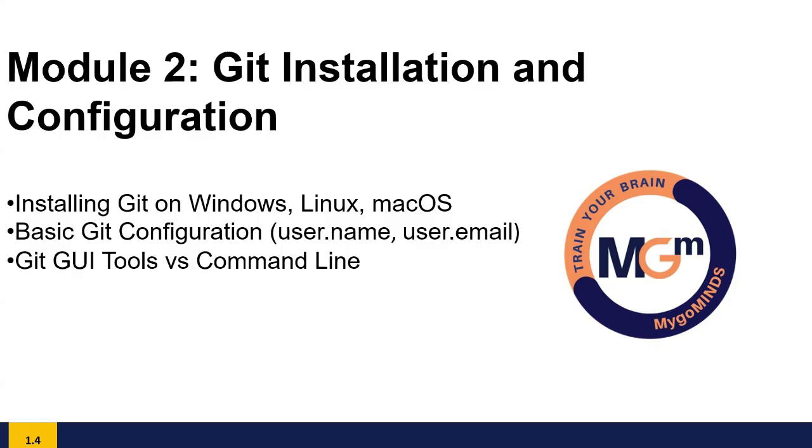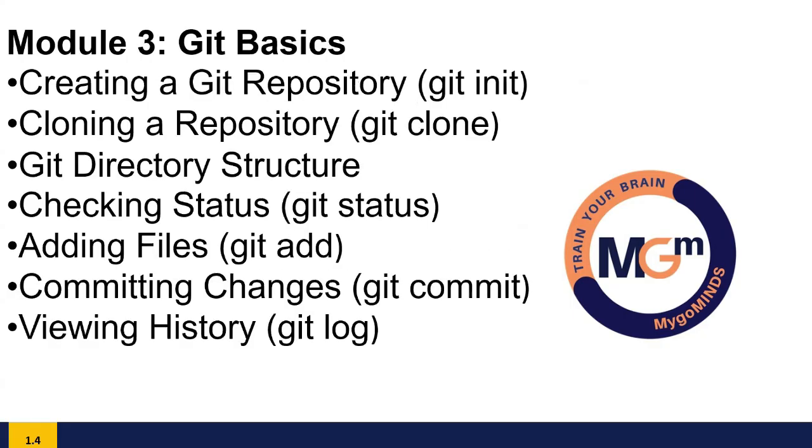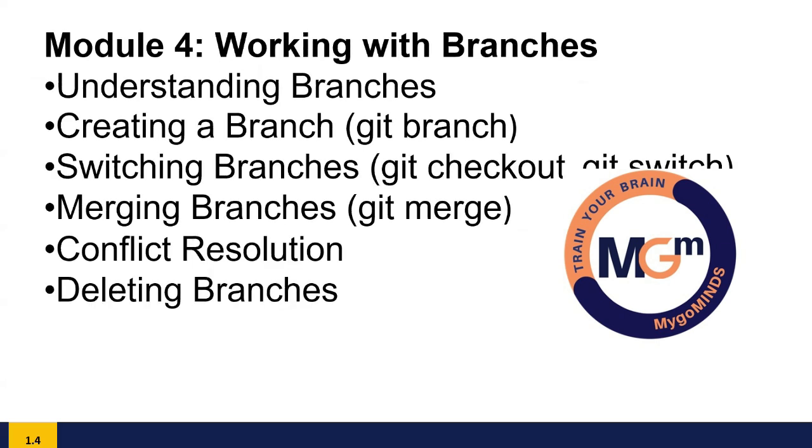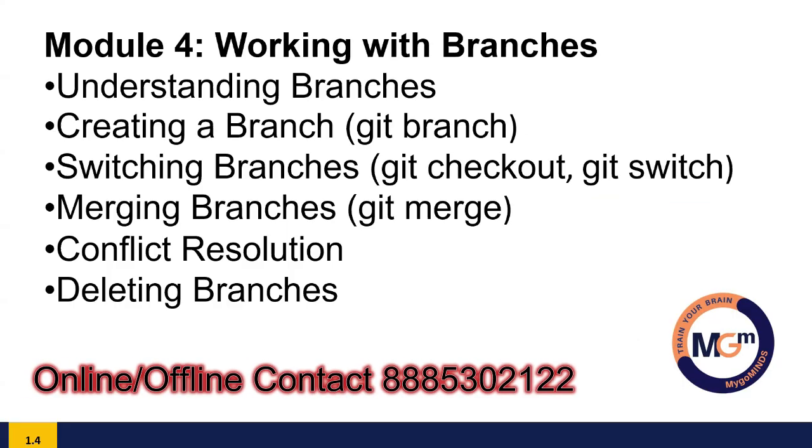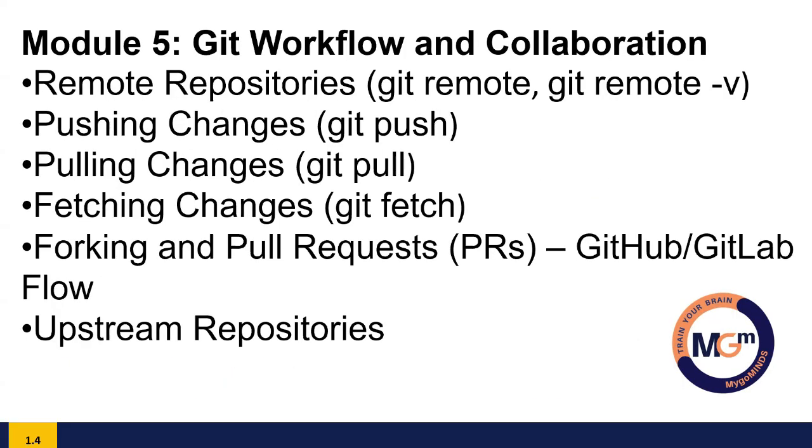In the Git GUI tools, we'll discuss VS Code and Eclipse, guys. How developers are cloning their repository in Git, that in Eclipse I will show you, and VS Code also I will show you, guys, and the command line also I will show you. Git basics are creating a Git repository, cloning a repository, directory structure, checking the status, adding files, committing the changes, viewing the history log, and working with branches: understanding branches, creating a branch, switching a branch, merging branches, conflict resolution, and deleting branches.